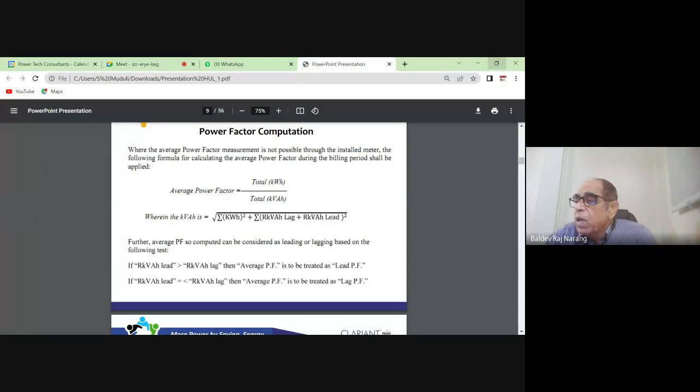But what is happening now? The utilities were ignoring the leading power factor. So they have realized that leading power factor is equally important, and so they are taking into account the leading power factor also. So RkVAh lead also is measured, and we take the sum of RkVAh lag and RkVAh lead, and then take the square, and then kWh square, and then we calculate the real kVAh.